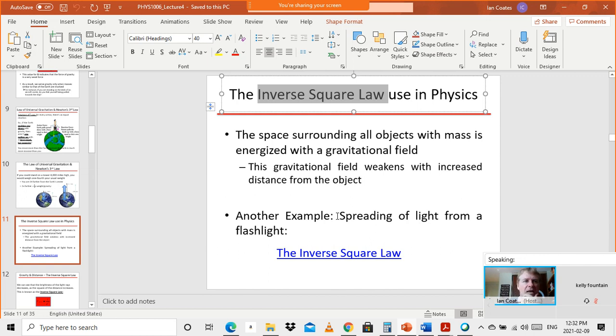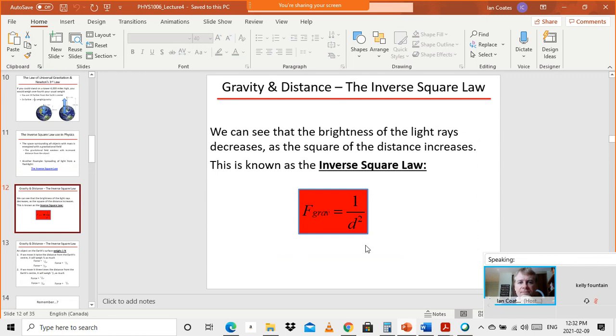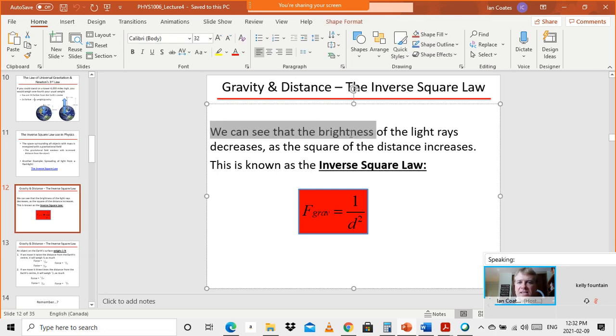The formula for the inverse square law is this one right here, where the force of gravity is dependent upon the distance. And if you double the distance, you 1/4 the gravitational field. So if you watch that video, we can see that the brightness of the light rays decreases as the square of the distance increases.